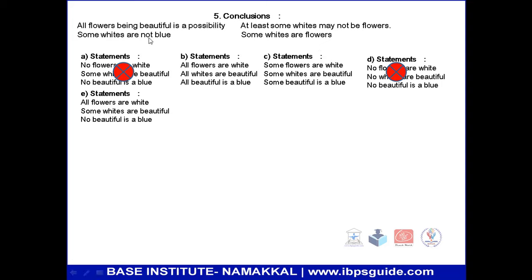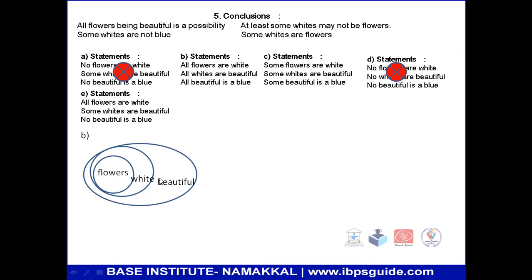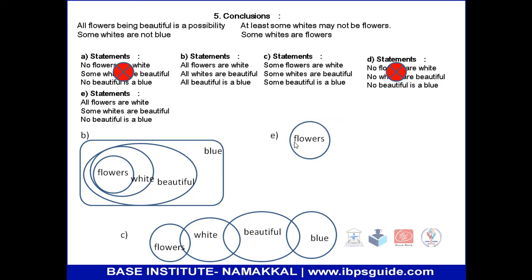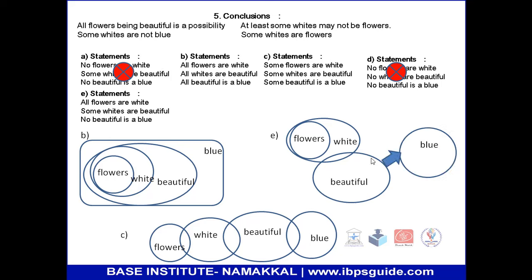Friends, after that, applying the Venn diagram for statement B: all flowers are white, all whites are beautiful, all beautiful are blue. And then for statement C: some flowers are white, some whites are beautiful, some beautiful are blue. And then for statement E: all flowers are white, some whites are beautiful, no beautiful are blue.